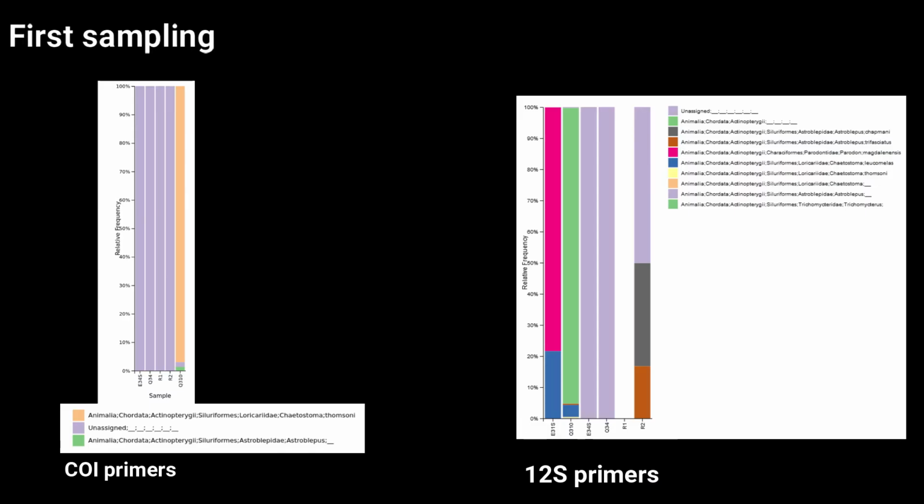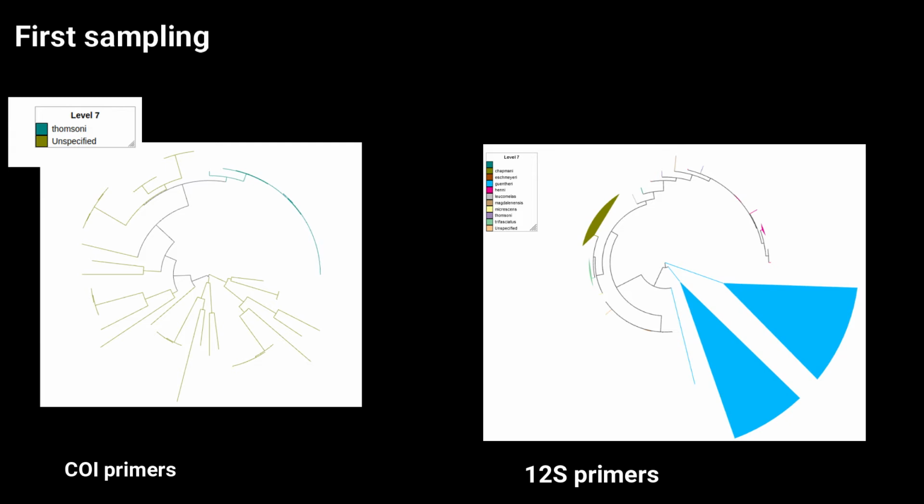In the first sampling, we detected just 2 species with the COI primers in just one environmental sample. Also, they didn't amplify in all the environmental samples. On the contrary, the 12S primers did amplify in all the samples and detected a species. The respective environmental phylogenies showed something similar.